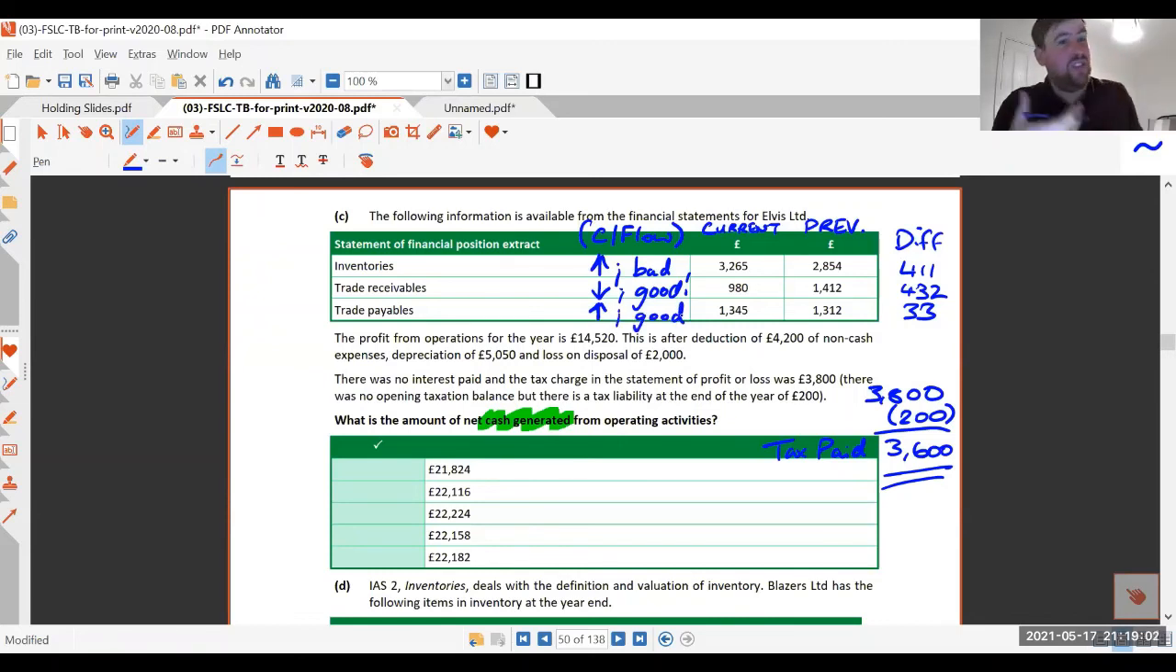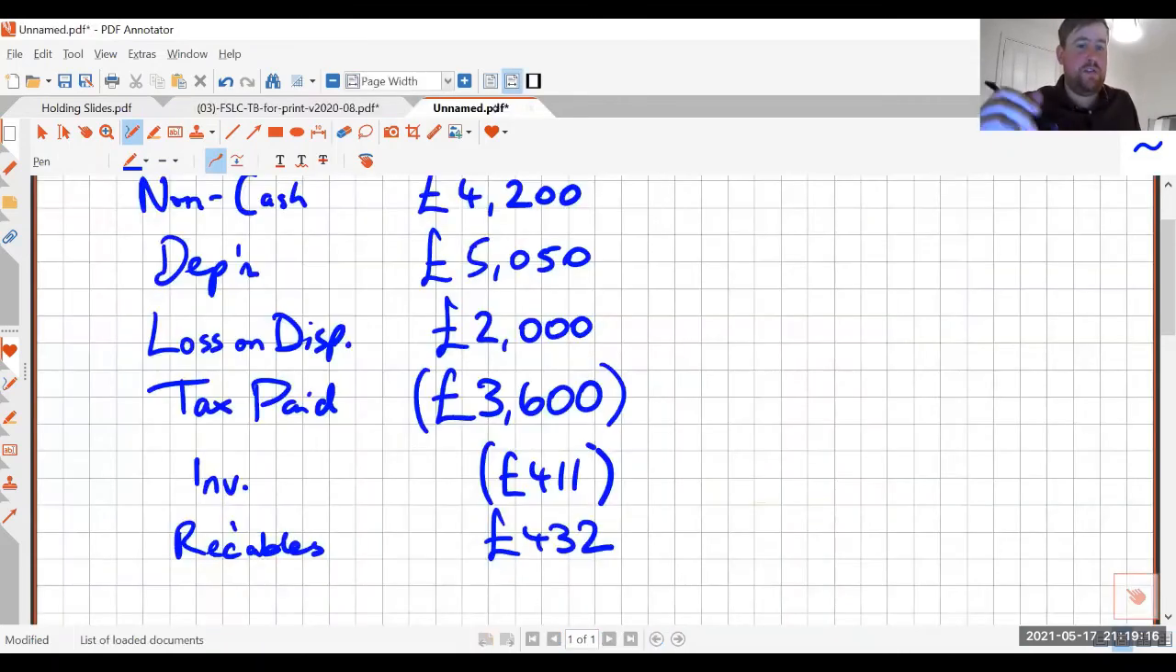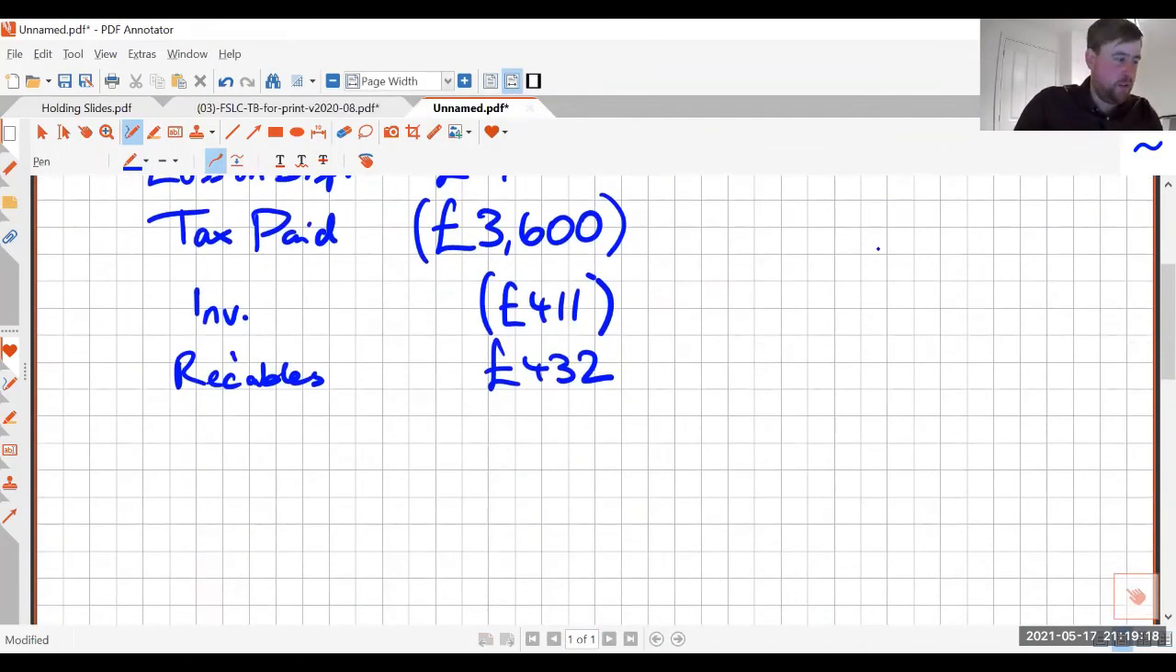You can think about it just as the opposite of receivables. If you can get your head around one or the other, they're the opposite of each other. The other way is, yeah, we've taken advantage of more credit terms. So we've not actively paid anyone. So yeah, we've actually got 33 quid that's in our pocket rather than our suppliers.